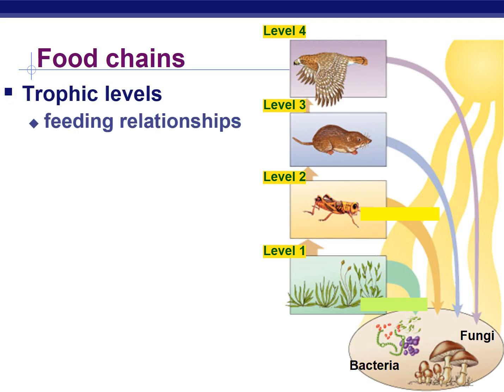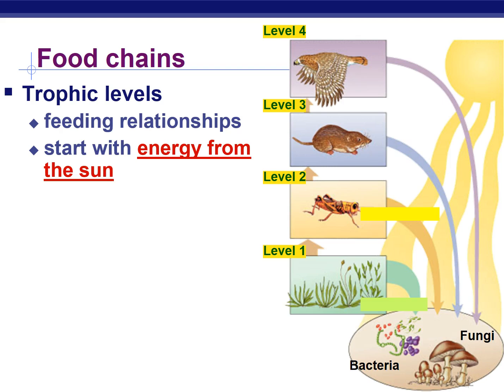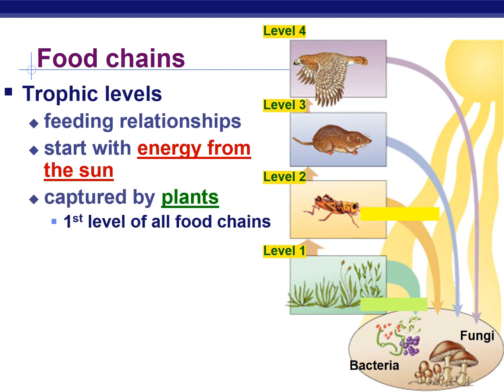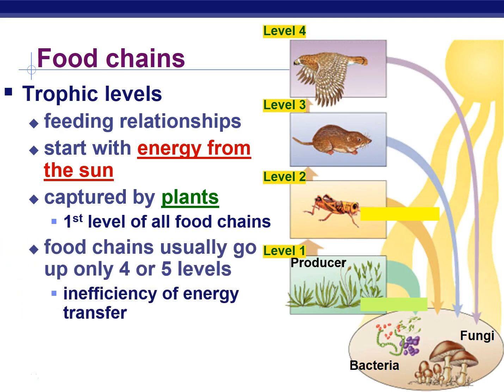So we call these trophic levels. All food chains start with energy from the sun. It's captured by plants in that first level, and it usually goes up only 4 or 5 levels. Most of the energy gets used by the organism. So you eat the food, you use the energy for your life processes, and you store what's left over. That energy that's stored is what's available to whatever eats you.